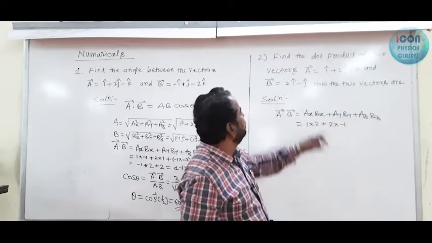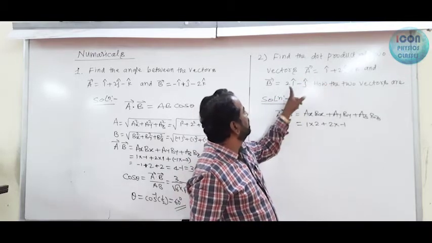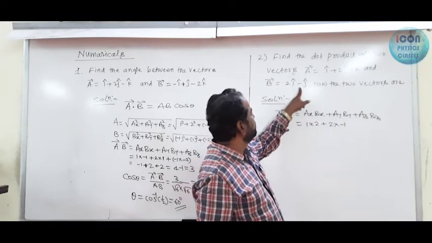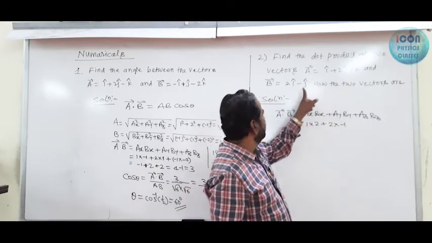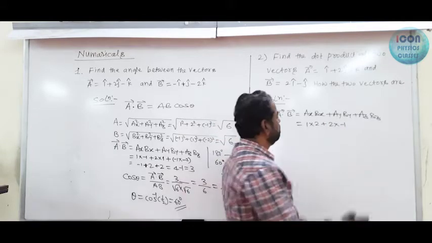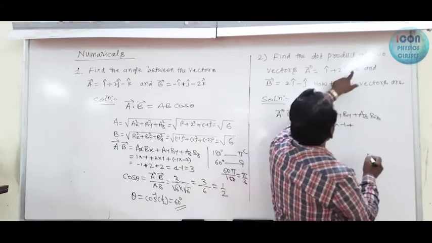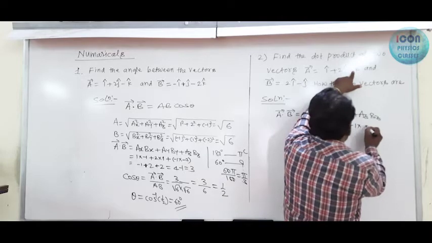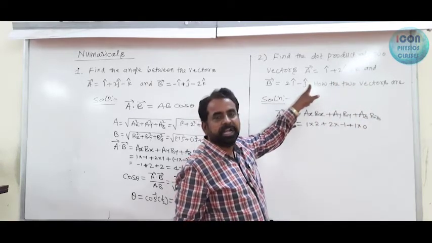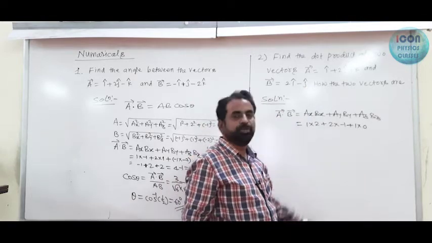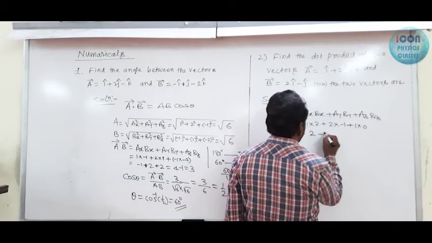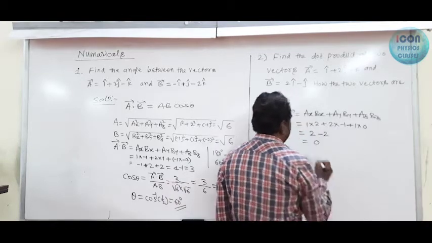Do you understand here? The i coefficient is 1 and the i coefficient is 2, so 1 into 2. Here the j coefficient is 2 and here the j coefficient is minus 1, so 2 into minus 1, plus the AZ value 1 and the BZ value is not given here. Nothing is given, so we put 0 here. And that is equal to 2 minus 2, which is equal to 0.